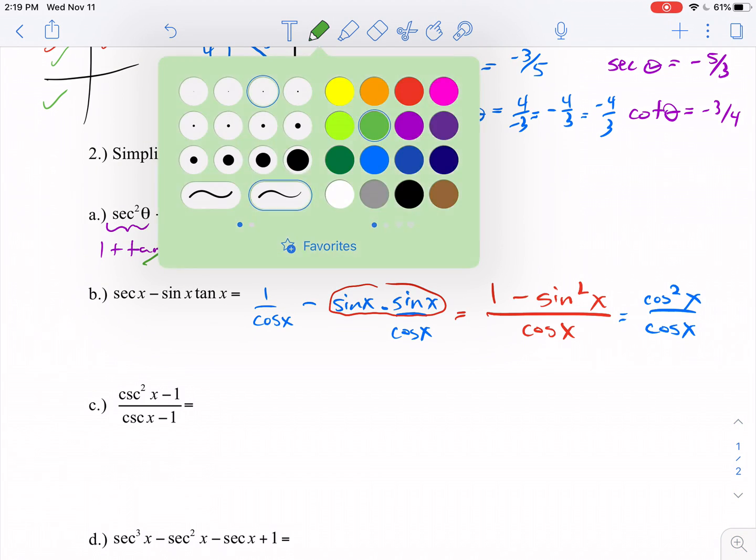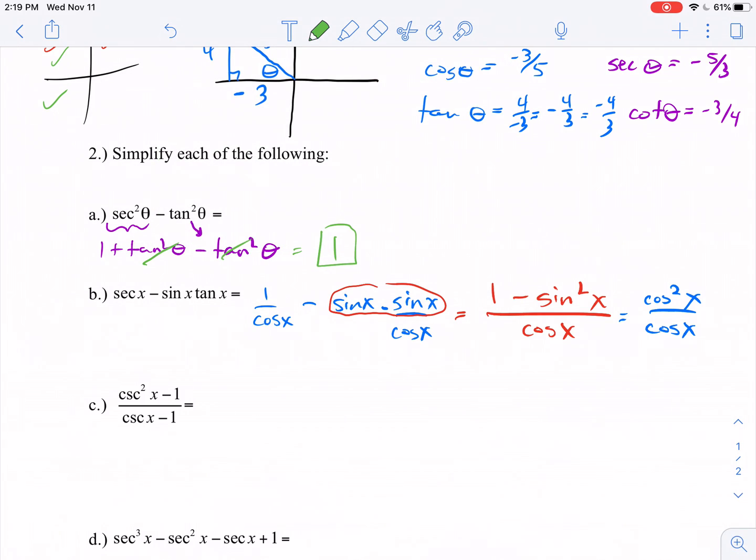Now I'm going to go ahead and do this. I'm going to cross off because I have a cosine on top and bottom. So when I do this, I'm not getting rid of everything because there were two of them on top, and so my final answer is just that cosine.